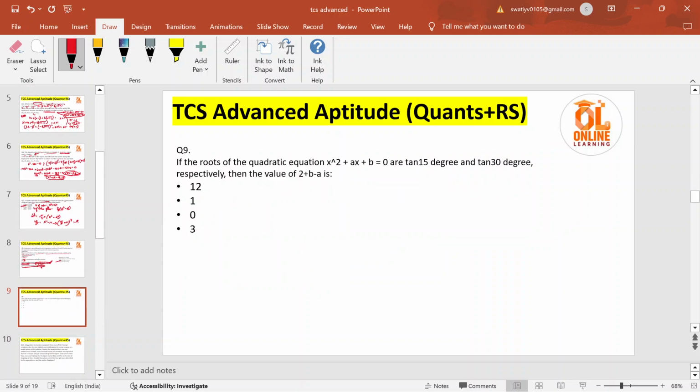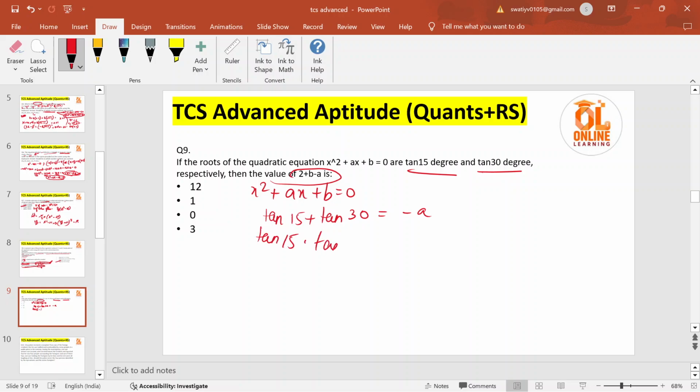Okay, now guys, here this is question number 9. What the question number 9 says: x square plus ax plus b is equals to 0, and tan 15 and tan 30 degree are the roots of this quadratic equation. Then you have to find the value of this. So can I say that tan 15 plus tan 30 is equals to minus a, and tan 15 dot tan 30 is equals to b? Can I say this? Okay guys, I hope you know that.